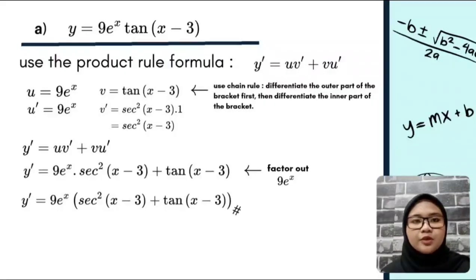Then, I apply the product rule with the formula y prime equals v u prime plus u v prime. Substitute all the parts and factor out 9e^x to get the final answer. The final answer is y prime equals 9e^x times (tan(x minus 3) plus sec squared(x minus 3)).